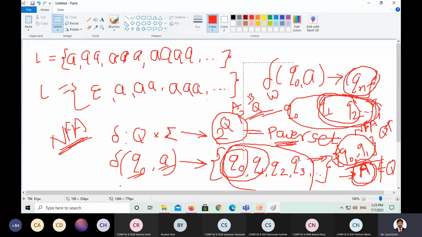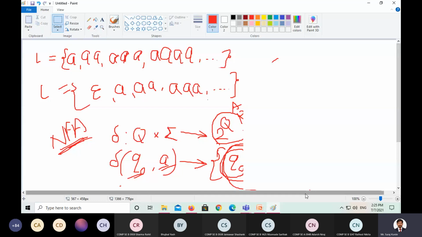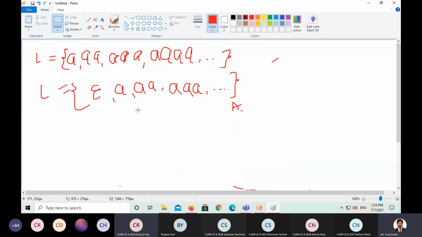Okay, let me clean this one. Sir, yes sir, in NFA, is it required to have even numbers of next states, just like there you wrote two NFA, no? Yes, sir. Okay, let me write it. Sorry.